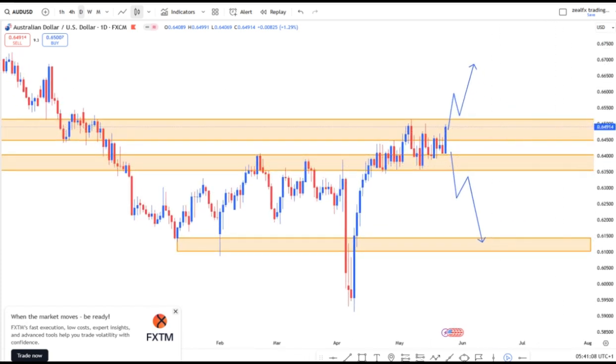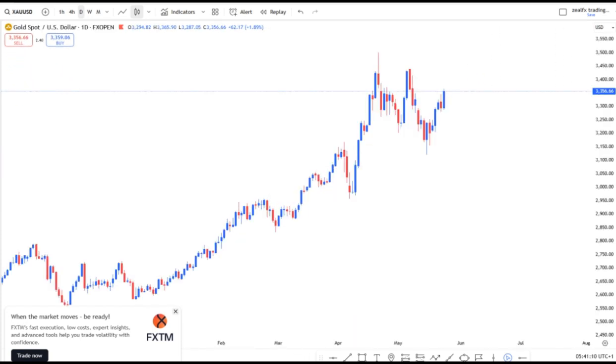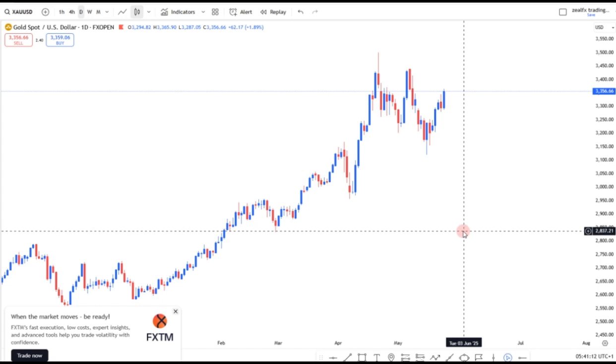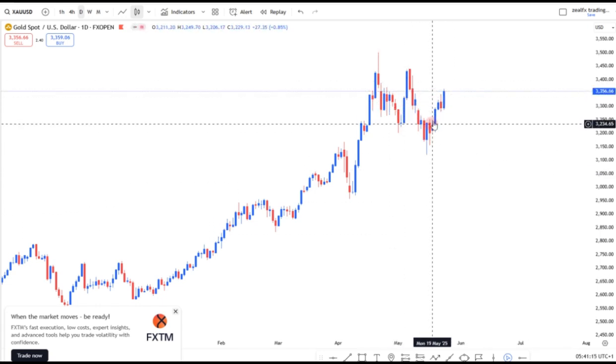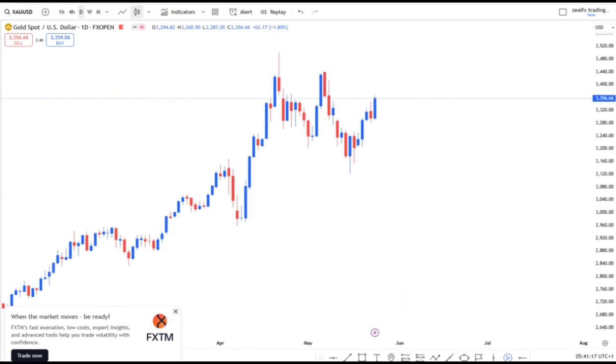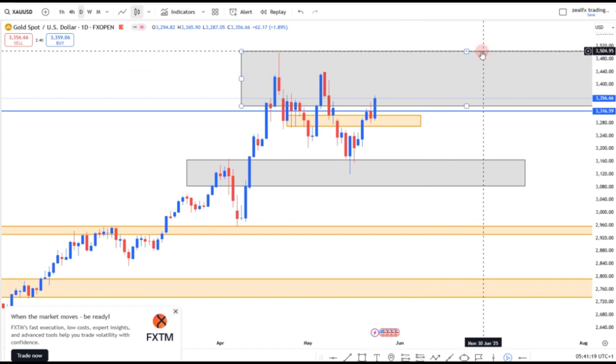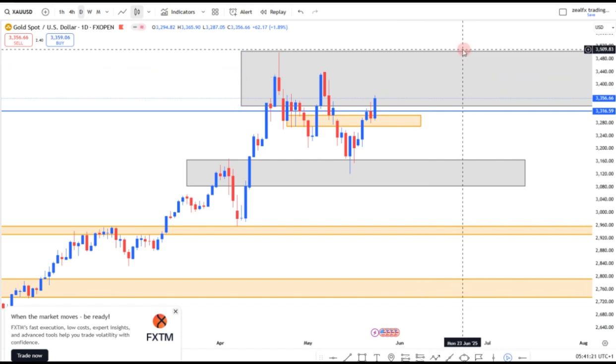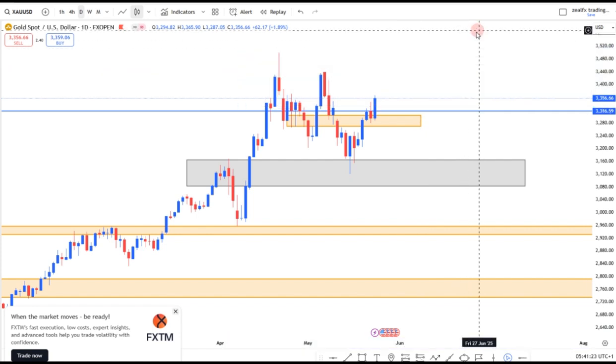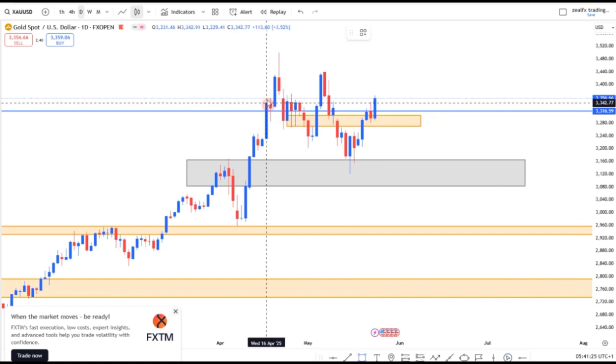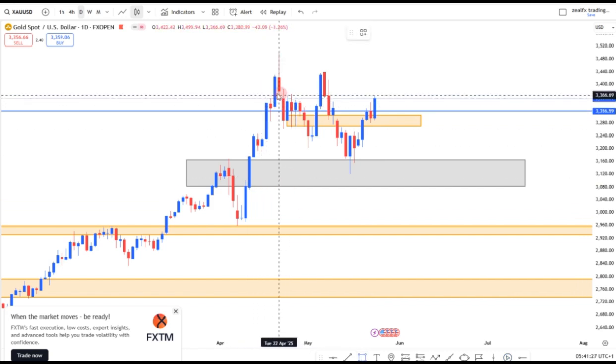So let's look at our next pair, which is gold USD. Gold USD on my daily chart closed on a resistance level. You can see that we have price on this resistance level on the gold USD. So long as we have price on this resistance level, we might expect a retest on gold USD before seeing any further uptrend continuation.